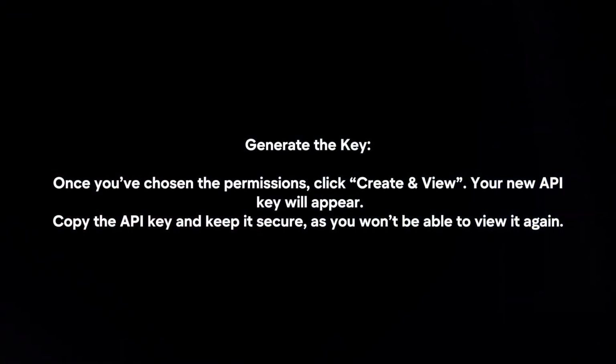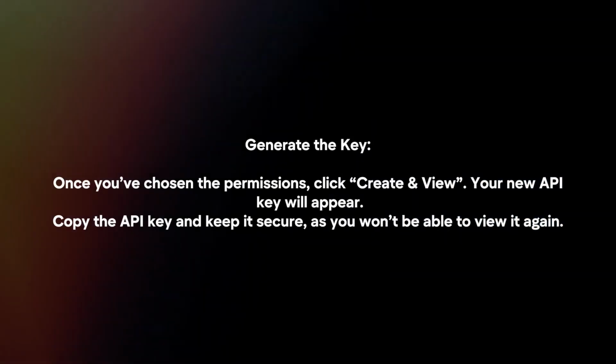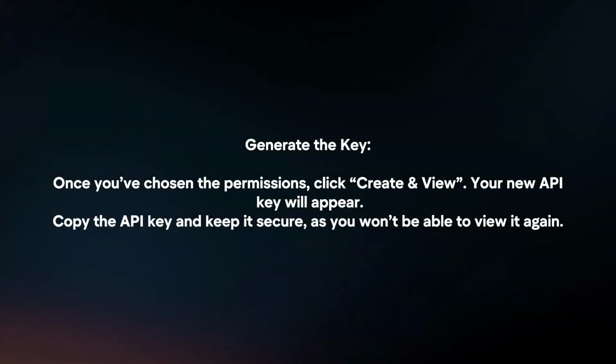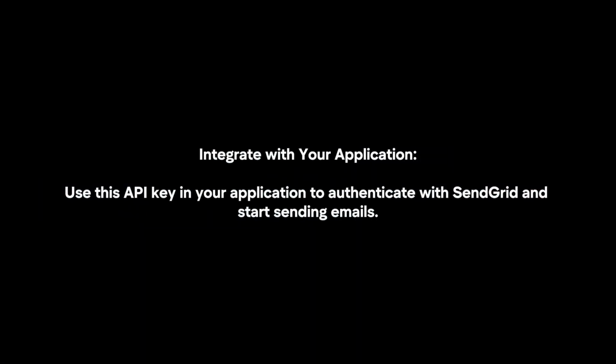Generate the key. Once you've chosen the permissions, click Create and View. Your new API key will appear. Copy the API key and keep it secure, as you won't be able to view it again. Integrate with your application. Use this API key in your application to authenticate with SendGrid and start sending emails.